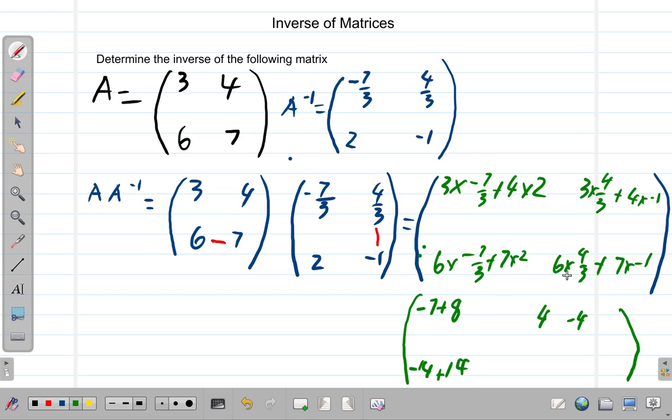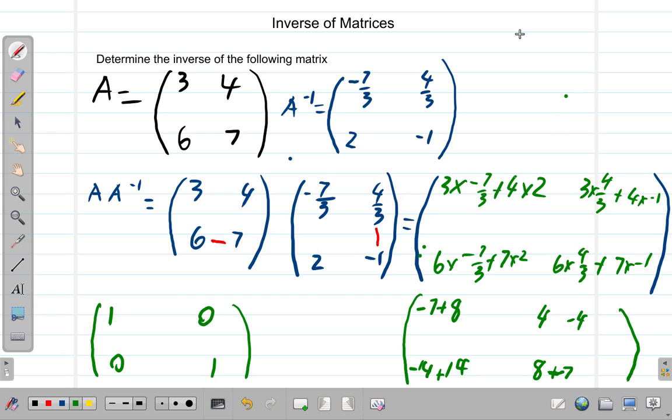Alright? And when you work this out, 6 over 3, 6 divided by 3 is 2. 2 4s are 8, plus 7 1s are 7, so minus 7. So let's finish up over here. What you have is -7 plus 8 is 1. 4 minus 4 is 0. -14 plus 14 is 0. 8 minus 7 is 1.